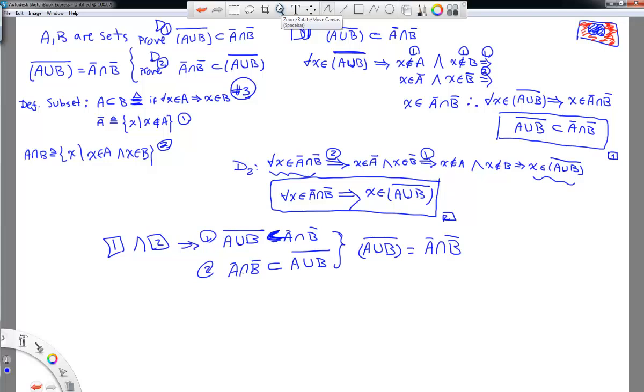And this is the proof for my statement. It was an easy statement, but in order to prove it, I had to prove 2 directions. Direction number 1, which I did up here, and direction number 2 down here. And then the combination of the 2 directions gives me the actual proof.